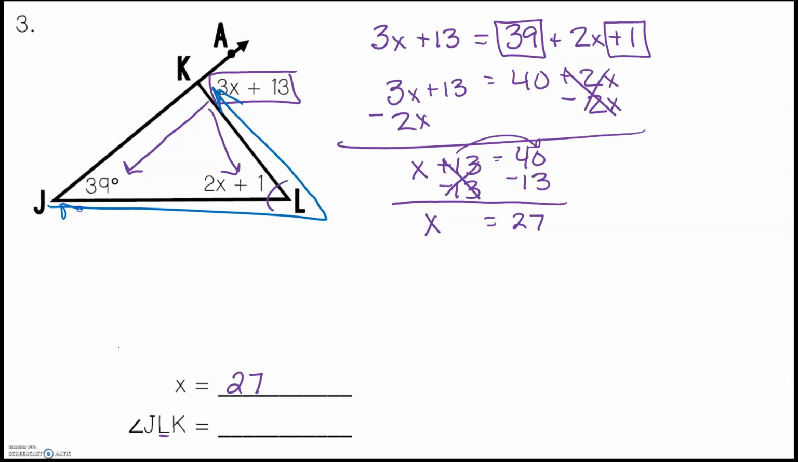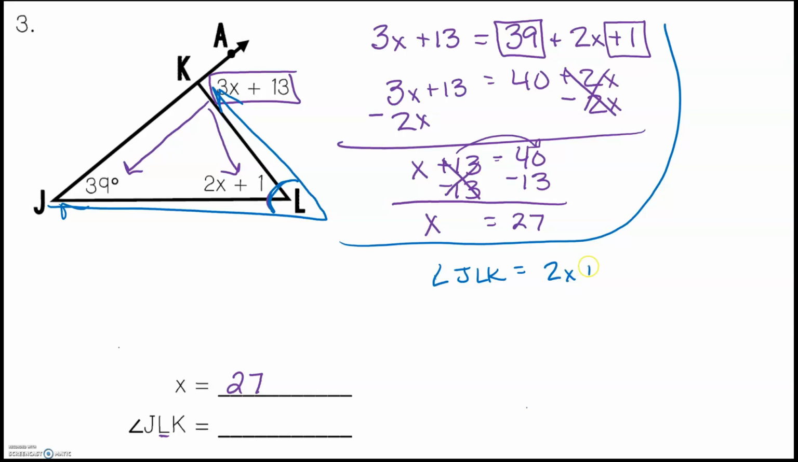JLK. All right. So I need to find this guy, L. So angle JLK is equal to, its expression is 2x plus 1. That's my L. Take the x out, put the 27 in its place, multiply first. 27 times 2 is a whopping 54. Add 1 to that, and our angle measure is going to be 55 degrees.